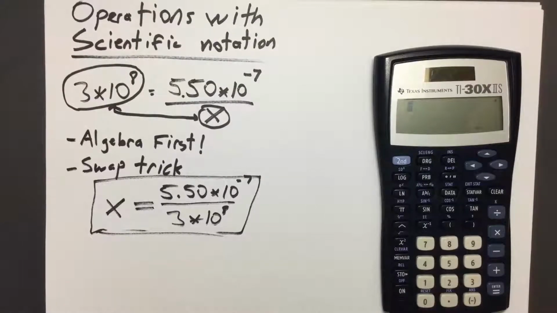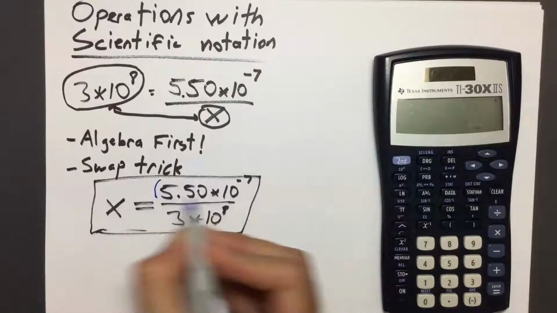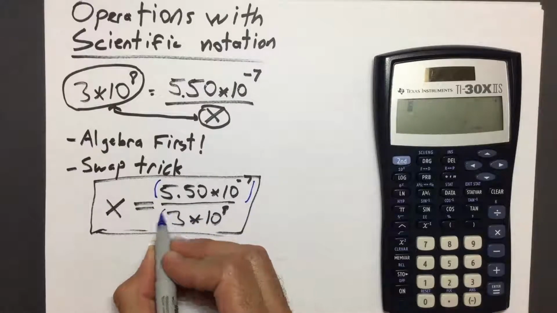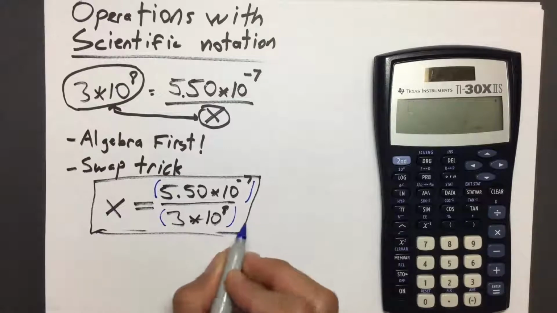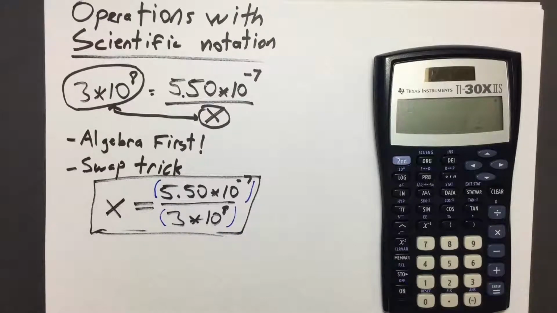For those of you using the TI-30XIIS, we'll have to separate the numerator from the denominator once again because there's no easy way to enter fractions on this calculator. So I'll begin by placing parentheses around the numerator, parentheses around the denominator. Not 100% necessary every time, but it's good practice, so I'll go ahead and use them here.